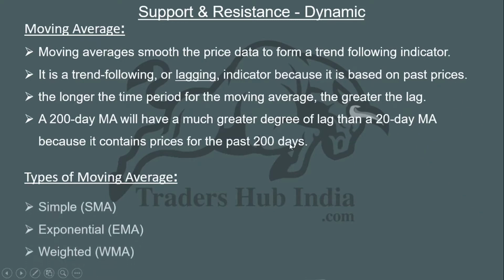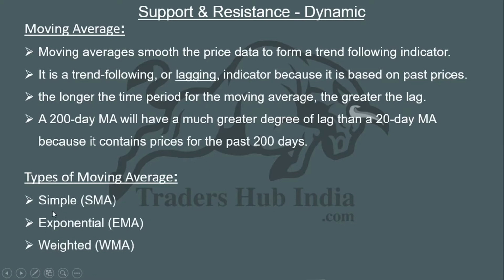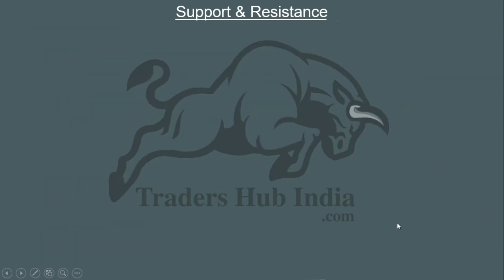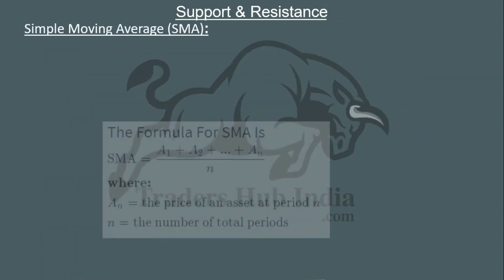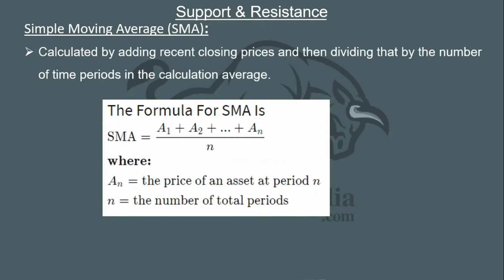What are the types of moving averages we have? Simple moving average, exponential moving average, and weighted moving average. Simple moving average is calculated by adding recent price closes and then dividing that by the number of time periods in the calculation of the moving average. The formula is A1 plus A2 up to An, divided by n. N is the time period which we keep in the setting.